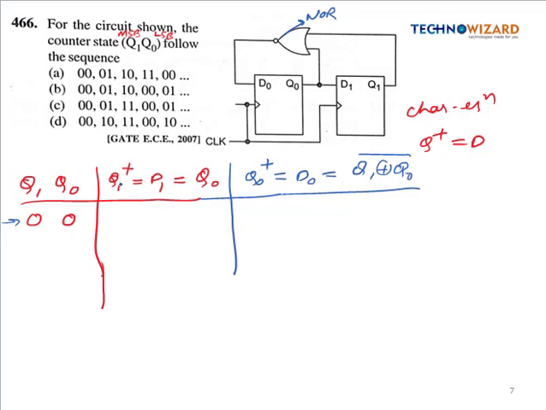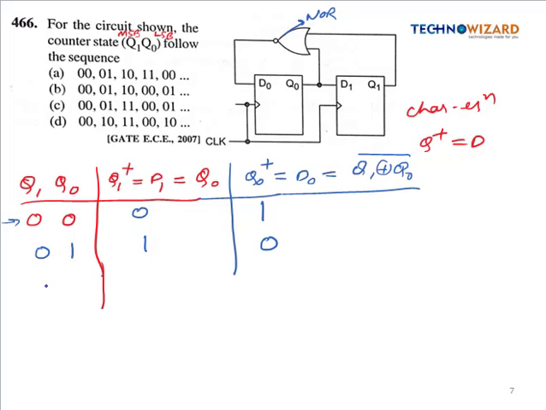So Q1 positive is equal to Q0. Here Q0 is 0, so this will be 0, and Q0 positive is the NOR of this. 0 0 is 0, so its NOR will be 1. So now this will be our next state, which is 0 1. Now Q1 positive is Q0, so here the Q0 value has now become 1. So now this is 0 1, and its NOR is 0.